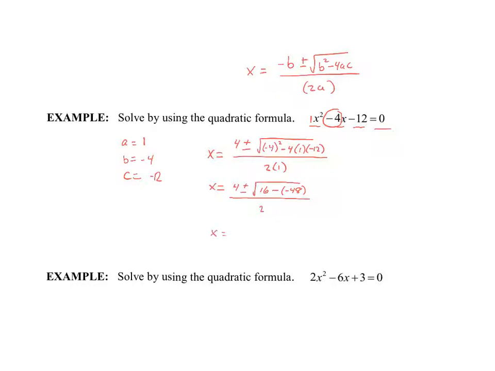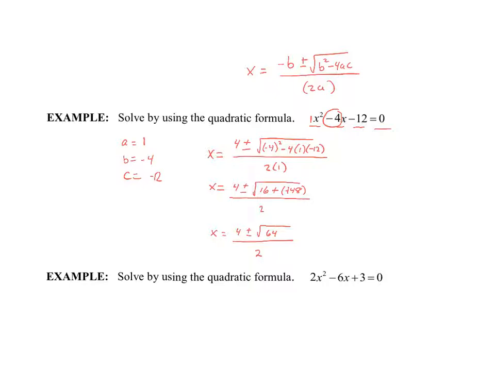Okay, so let's keep simplifying that radical. 4 plus or minus the square root. This becomes 16 minus -48. Okay, I can change those both to positive, so it's 16 plus 48, or 64. Okay, all over 2. Now, I'm ready to go ahead and simplify the radical.